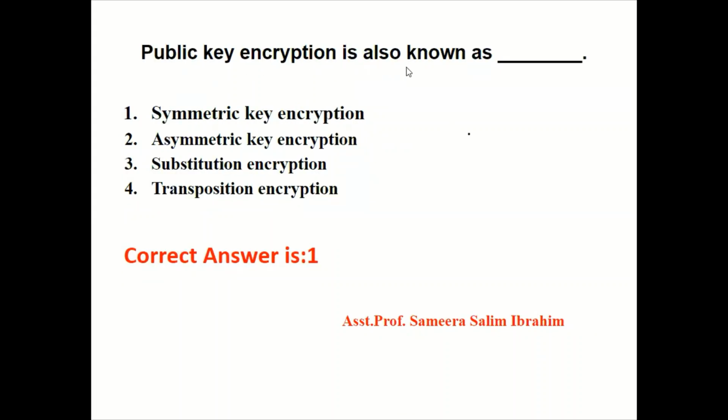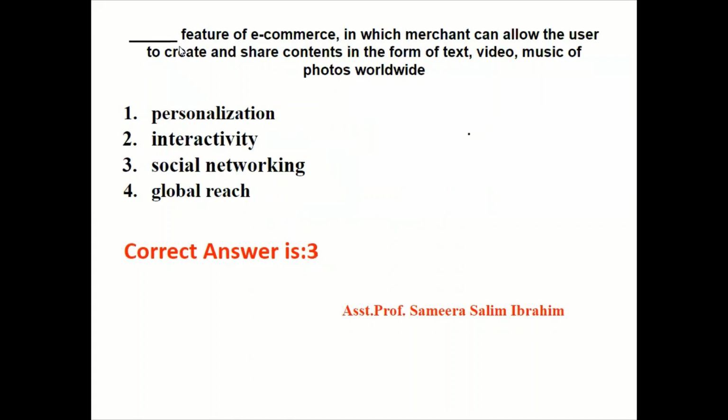Public key encryption is also called symmetric key encryption. As you all remember, in my last video I explained encryption. There are two types of encryption, symmetric and asymmetric. In symmetric, the same keys are used; in asymmetric, different keys are used. When the same keys are used, it means the public key is used at both sides. Sender and receiver both use the public key only. So that is called symmetric key encryption.